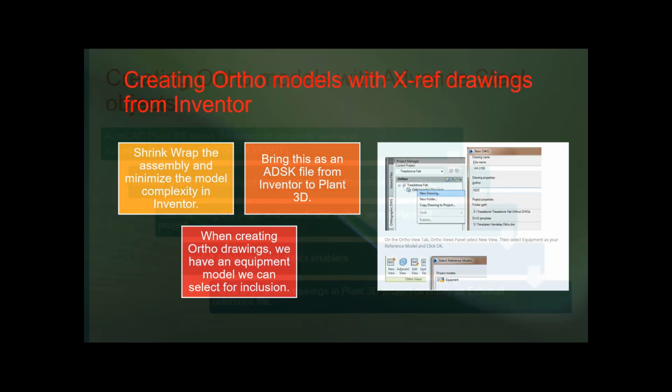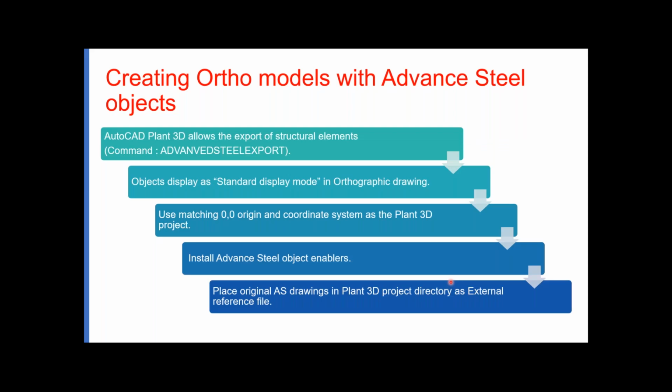And then the next one is on advanced steel objects. I think this is something like Inventor, a lot of users would love to bring some of their structural data into Plan 3D. So how do I bring the structural data? Obviously you know how to bring the structural data into Plan 3D. For those who don't know, you can use the advanced steel export option, which allows Plan 3D to export the structural elements from Plan 3D to advanced steel.